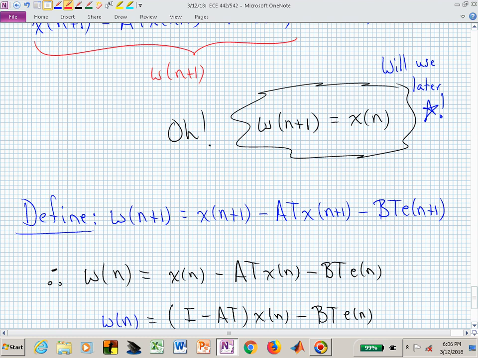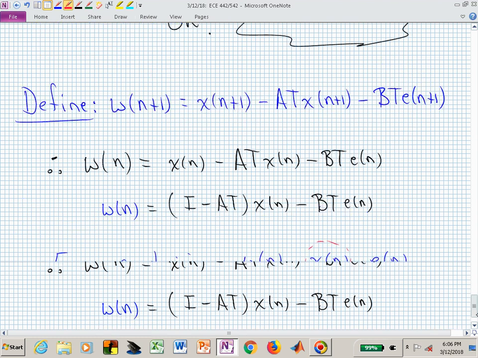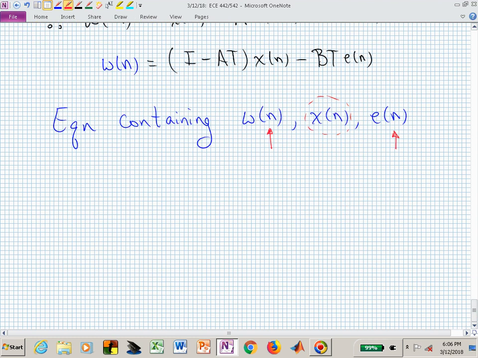Everybody have their helmet on still? Don't want any concussions. You don't want to be going through a concussion protocol during the exam. All right. Where were we?